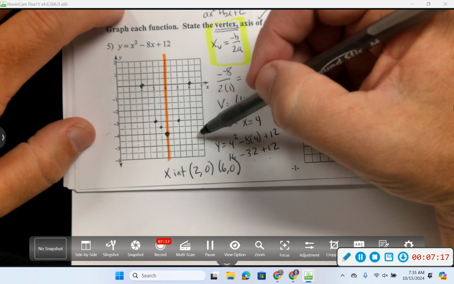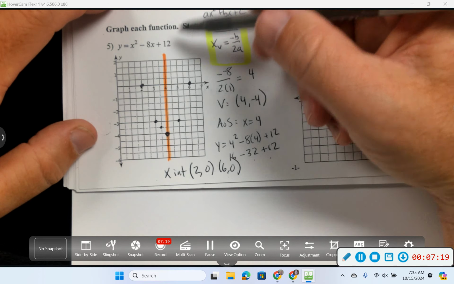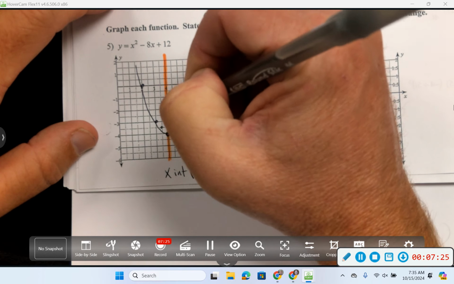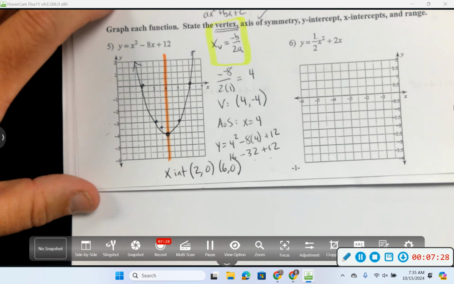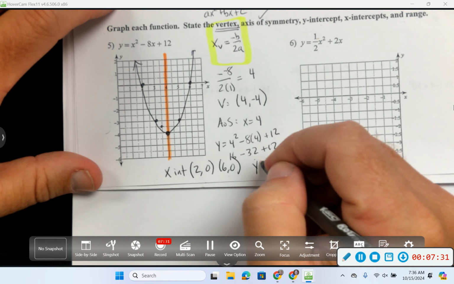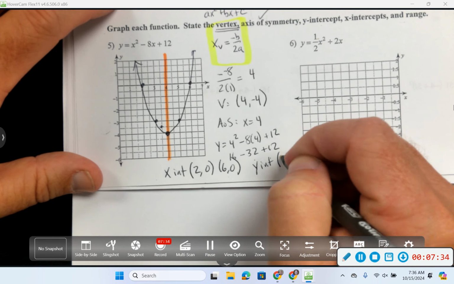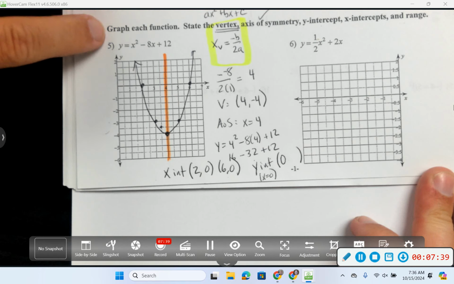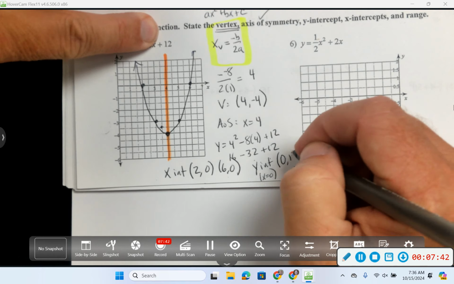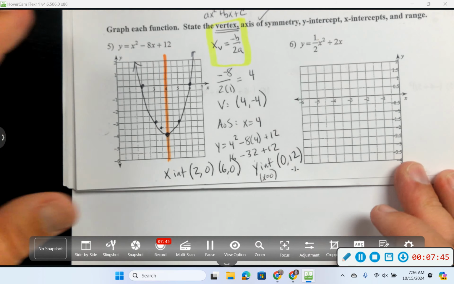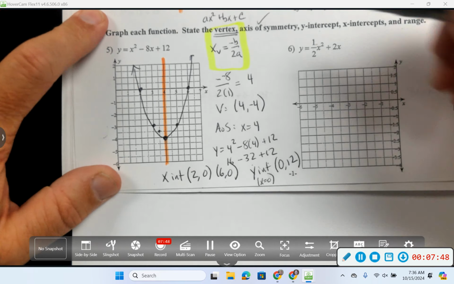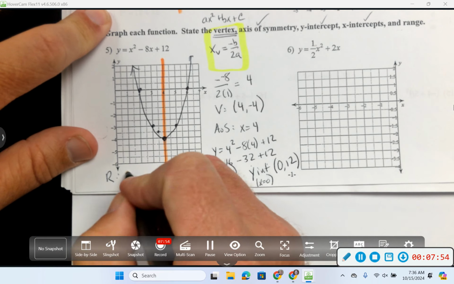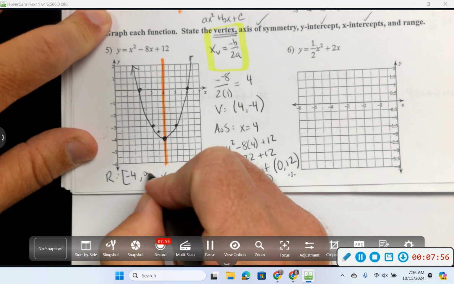And my next point would be 3, 9. It would be way up there somewhere, so I'm not worried about graphing the y-intercept. How do I find the y-intercept? Plug in x equals 0. That's usually an easy one to do if it doesn't show up on the graph. Plug in 0, I get 12. And again, that would be way up the page. Okay, y-intercept, got that. X-intercepts, yes. Oh, haven't done the range yet. This one starts at negative 4 and goes up to infinity.